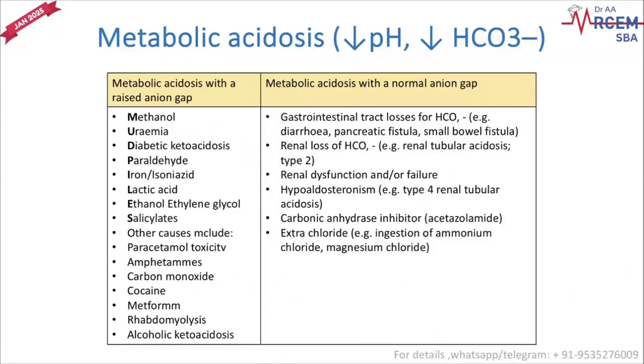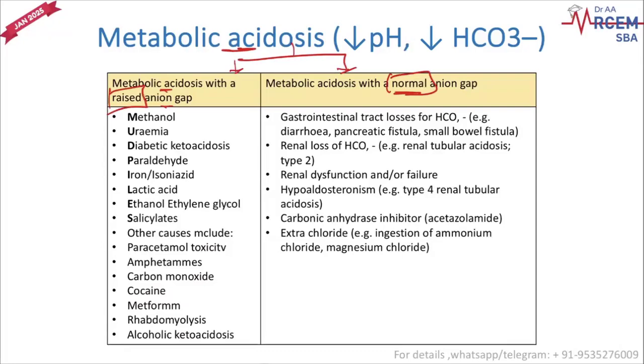What are the causes for metabolic acidosis? Metabolic acidosis with high anion gap. Metabolic acidosis with normal anion gap. They cannot be in low anion gap. So either it has to be in the normal range or it has to be in a raised anion gap. So metabolic acidosis can be classified into two. Once classified, depending on the anion gap, you have different causes. That's why it is important to classify.